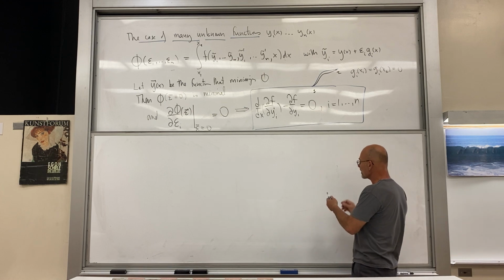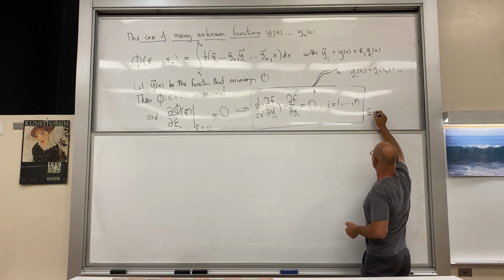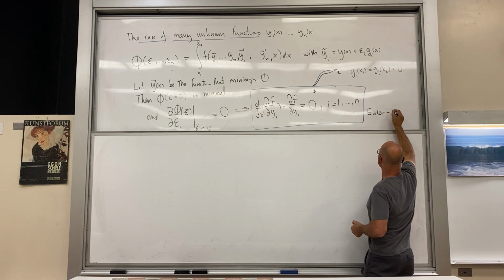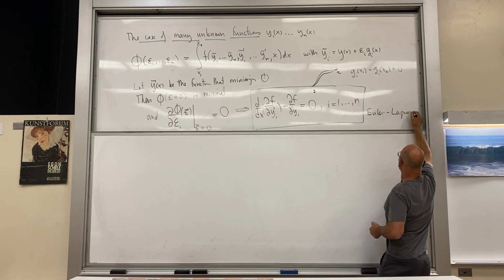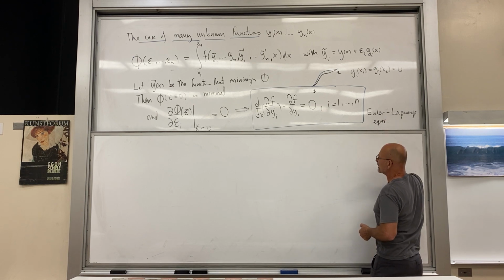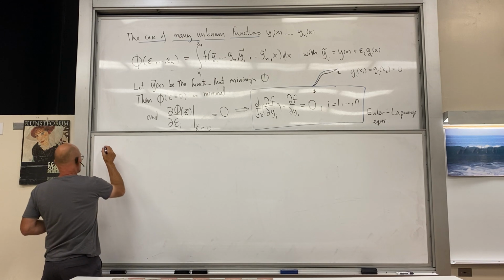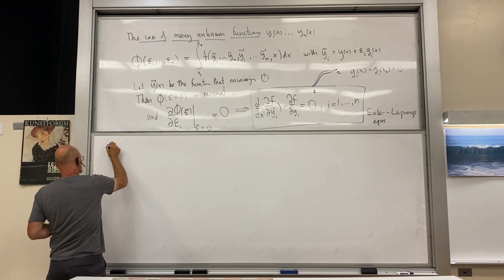Even though there's no Lagrangian in sight, but there will be soon. So yeah, let's go ahead and write this down. Euler-Lagrange equations. So the next thing we're going to do is something that's referred to as Euler's second form.